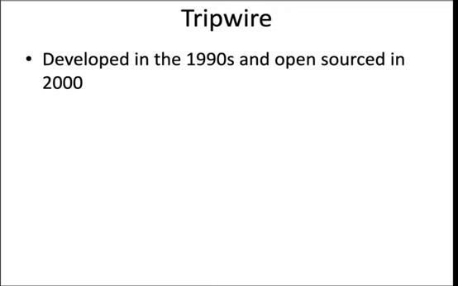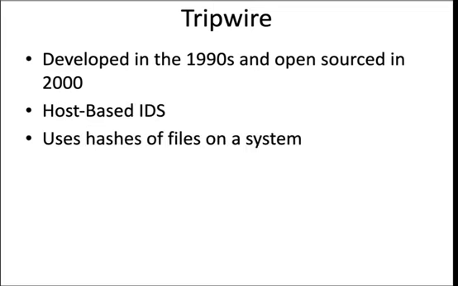Tripwire was developed in the 90s and open sourced in the year 2000. It is a host-based IDS. How it behaves is it creates hashes for all the files on the file systems, or at least the file systems you tell it to watch, and then it watches for changes in those hashes and reports them to you so that you can determine if somebody's altered your machine.